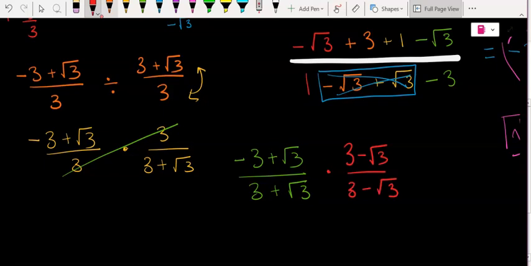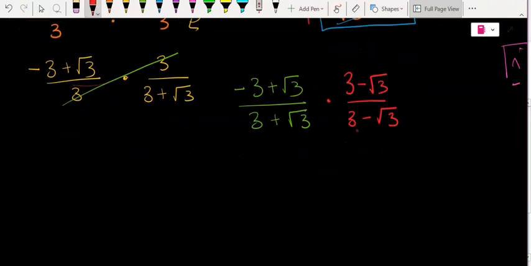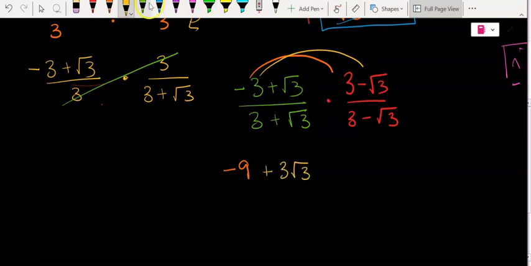Now, when I go ahead and do that, I'm going to distribute that out. And what does that get me? Well, let's look. I'm going to get negative 3 times 3, so that gets me negative 9. And then I'm going to have negative 3 times negative root 3, so that's going to get me plus 3 root 3. And then I'm going to have square root 3 times 3, so that gets me plus 3 root 3. And then I'm going to have square root 3 times negative square root 3, and that's going to get me negative 3.